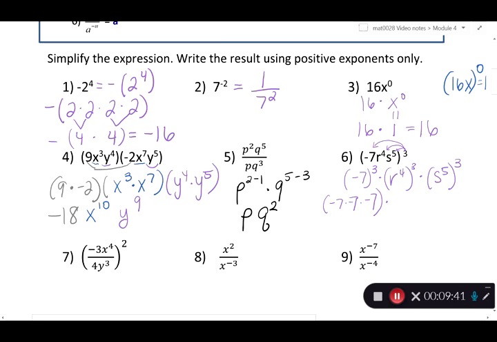R to the 4th raised to the 3rd power, I'm going to multiply those exponents, so I'm going to get r to the 12th. S to the 5th raised to the 3rd power is going to be s to the 15. So negative 7 times negative 7 times negative 7 will give me a negative 343, r to the 12th, s to the 15th. Now everything has a different base, so we cannot combine any further, and that would be our final answer.